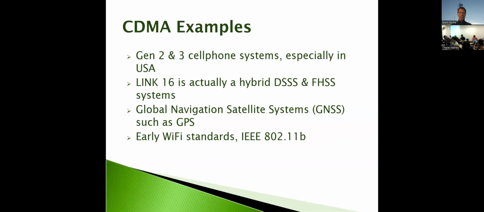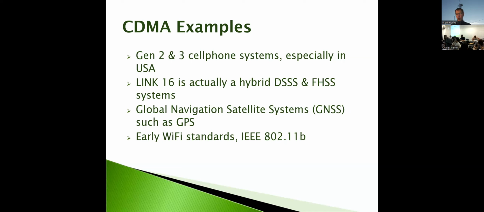All right, so some examples: Gen 2 and Gen 3 cell phone systems, especially in the USA. You might have heard WCDMA. That's wideband CDMA. It's chipping over a broader bandwidth. I think that was like 3.5 megahertz or something like that. Link 16 that I mentioned earlier is actually a hybrid of DSS, direct sequence, and frequency hopping systems.